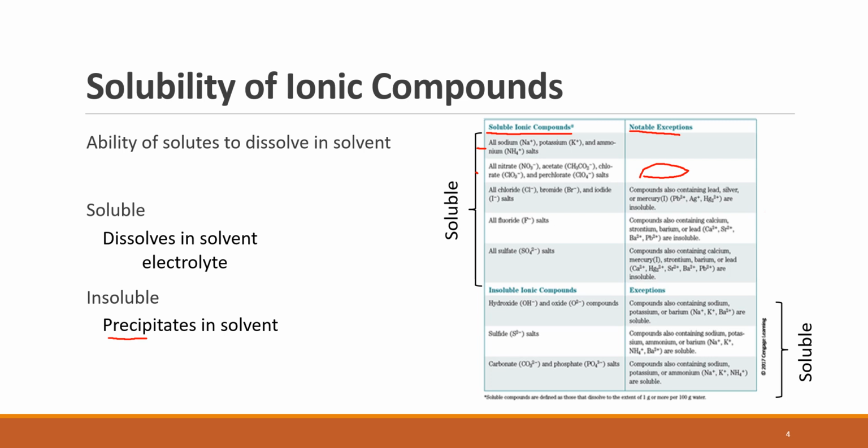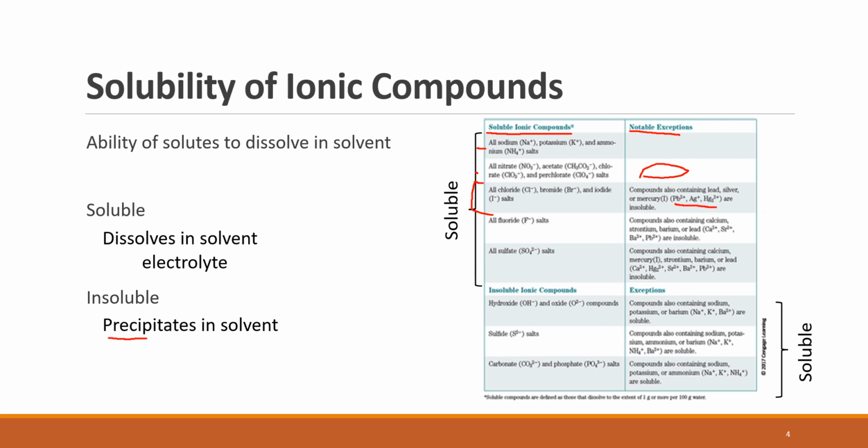Now, the next column does have exceptions. So I'm referring to the chloride, bromide, and iodine salts. This is saying if chlorine, bromine, or iodine is present, it can be soluble sometimes, and the only time it will not be soluble is when it's with the exceptions. The exceptions being lead, silver, and mercury.